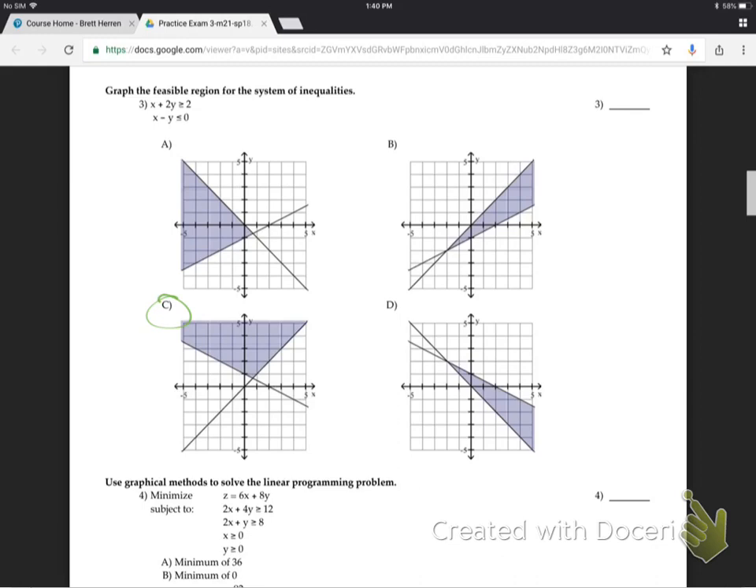Put them in your calculator too. Once you get y alone anyway, you've got to do the shading part by yourself. Once you get y alone, you put them in your calculator. You do Y1, Y2, put them in your calculator. Graph. It won't do the shading. You'll have to figure that out for yourself. But that might help.